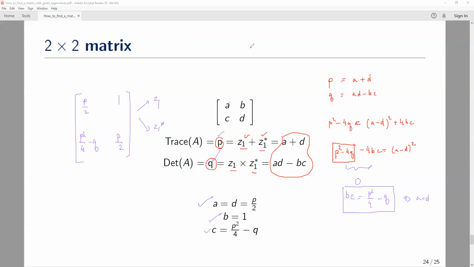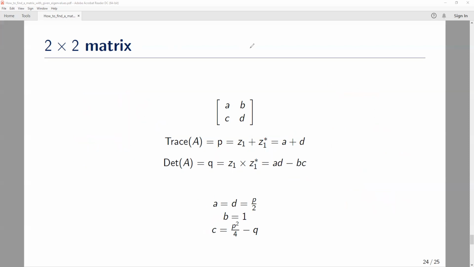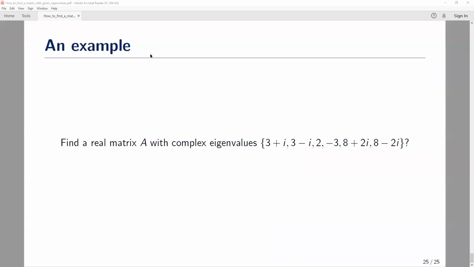So let's try to apply the entire algorithm in a single problem, finally. So we have found out how to find a 2 cross 2 matrix with complex eigenvalues. We have to find a matrix with complex eigenvalues 3 plus i and 3 minus i, 8 plus 2i and 8 minus 2i, and also 2 and minus 3. So first is the pair of complex eigenvalues 3 plus i, 3 minus i. Then we have 8 plus 2i, 8 minus 2i. And here 2 and minus 3. It can be minus 5 also, does not matter.